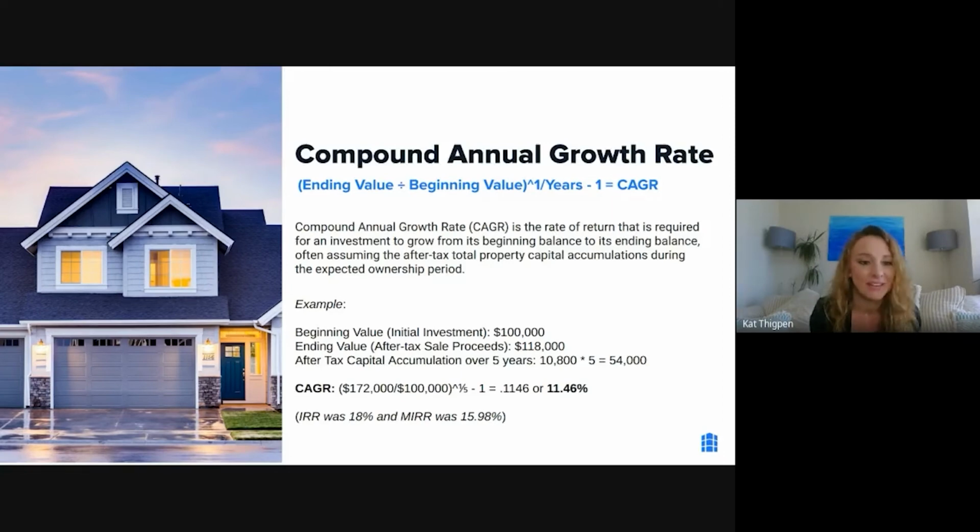But just to break down this formula, it is the rate of return that's required for an investment to grow from its beginning balance to its ending balance. So often assuming the after-tax total property capital accumulations during the expected ownership period. Basically, that's the ending value divided by the beginning value to 1 over the number of years, minus 1, also known as CAGR. You want to go through this for us, Louis?